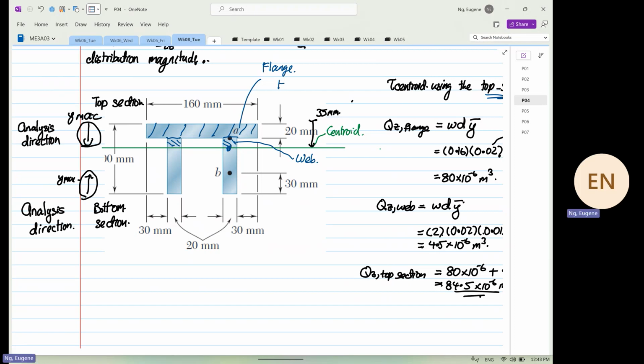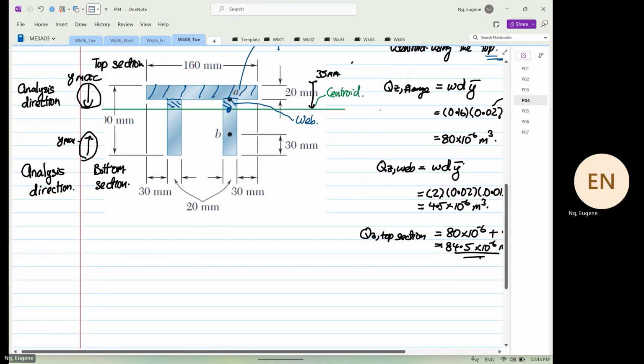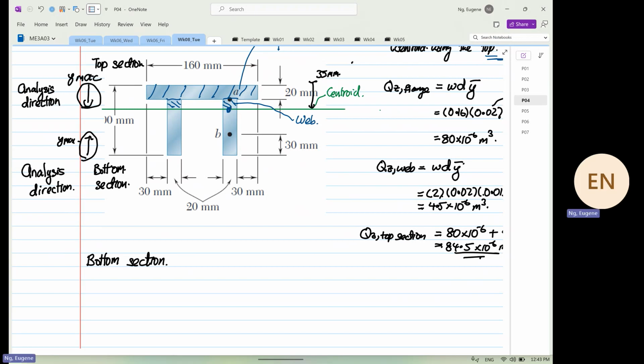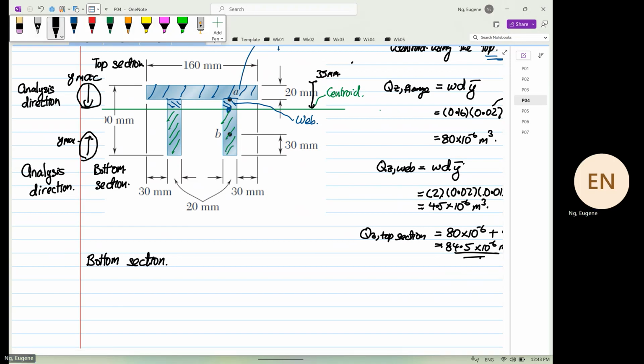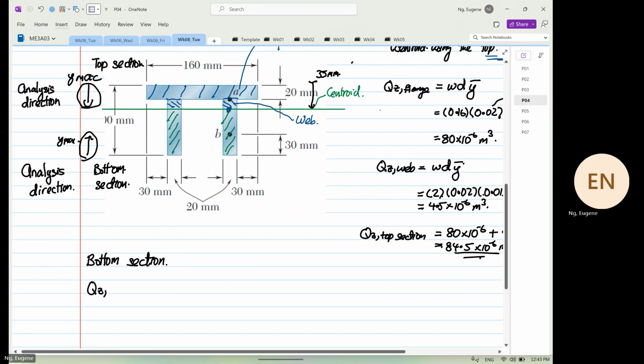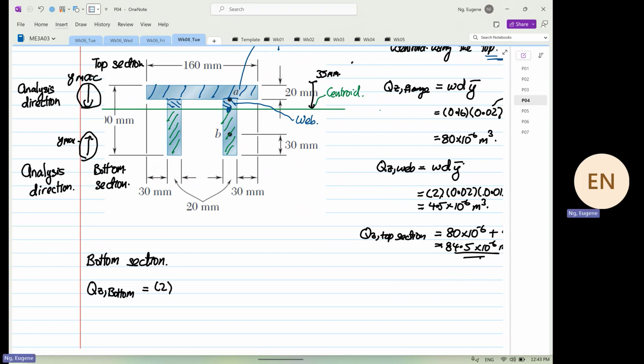Okay, so now if we were to consider the bottom section, right? Now we look at the first moment of area. So the area that we have to focus on is this area over here and this area over here. Okay, so over here, Qz, we focus on the bottom. So we have to do 2 because of the left and the what? Left and right. Okay, the width is equal to 0.02.